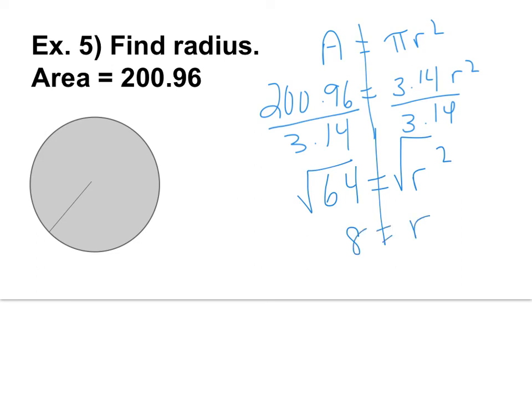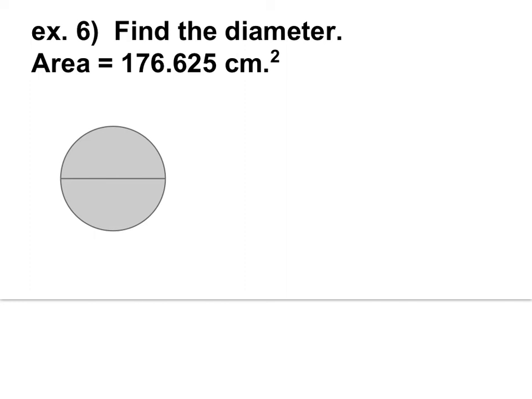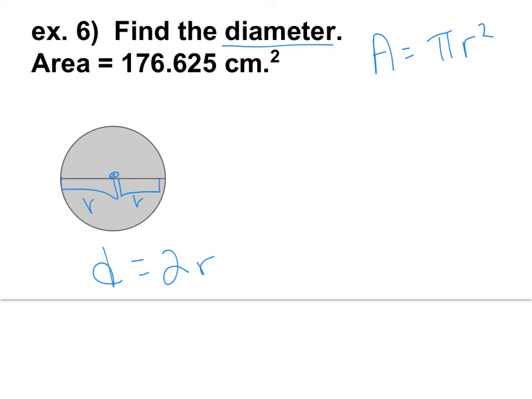Last one. Okay, this time we're trying to find the diameter, and we're given the area. So again, we're still going to go to our area formula. Area equals pi r squared. We do not have diameter here, but we'll go back to that at the end. We know that a diameter is equal to twice the radius, right? From here to here, that would be one radius, and from here to here, that's the other radius. So we'll just take whatever we get for the radius and multiply it times 2. That'll be our diameter.